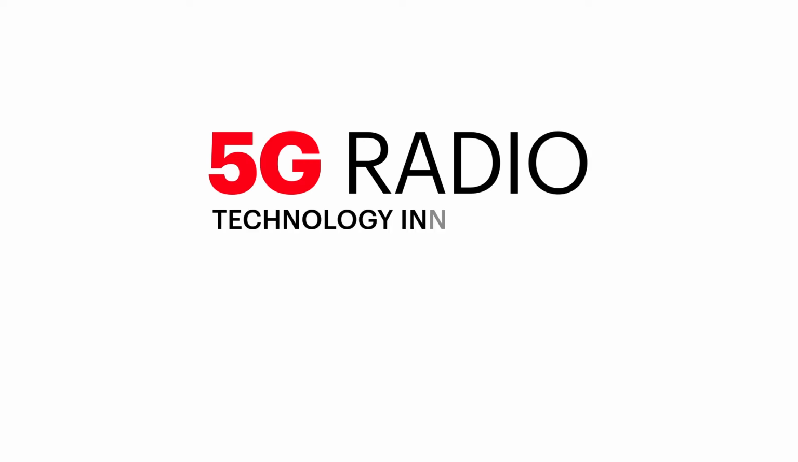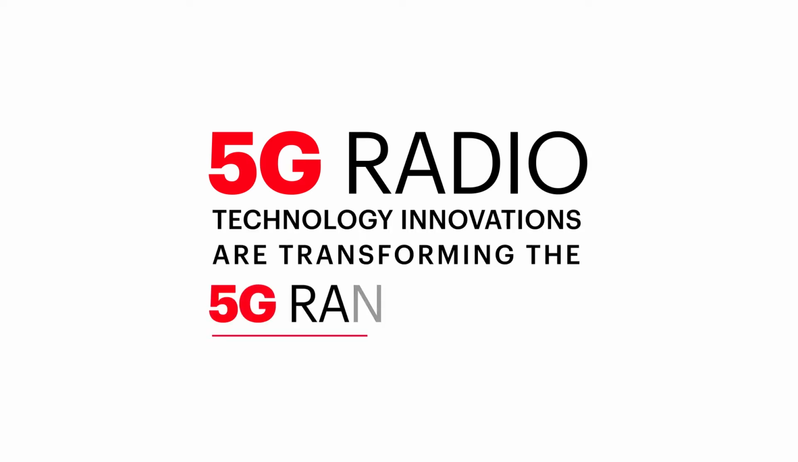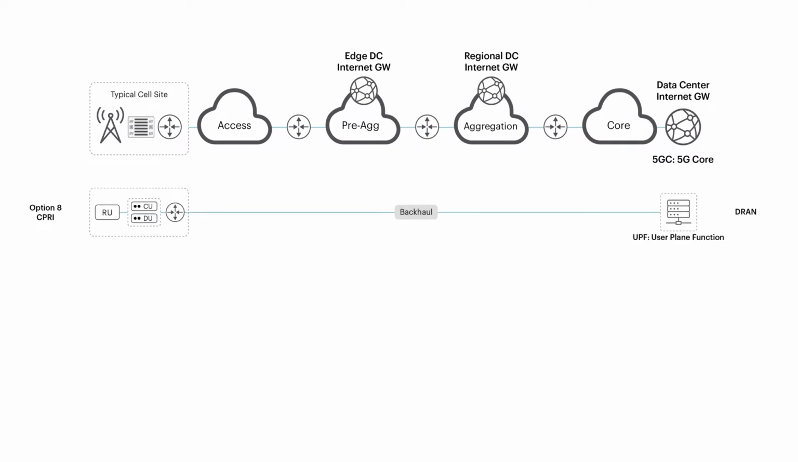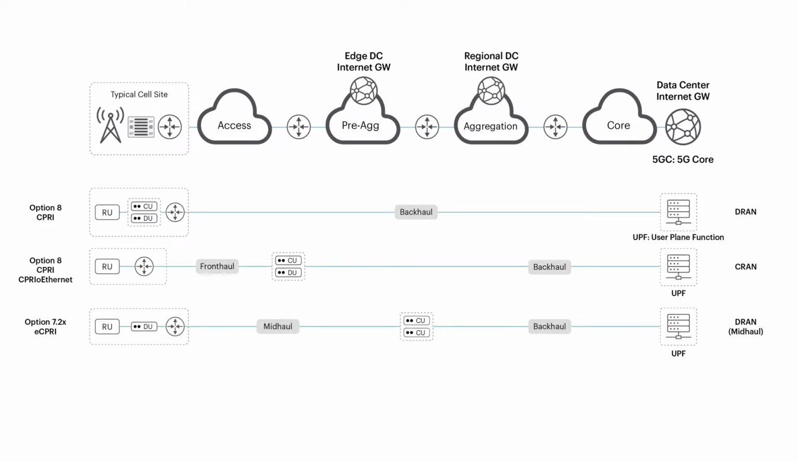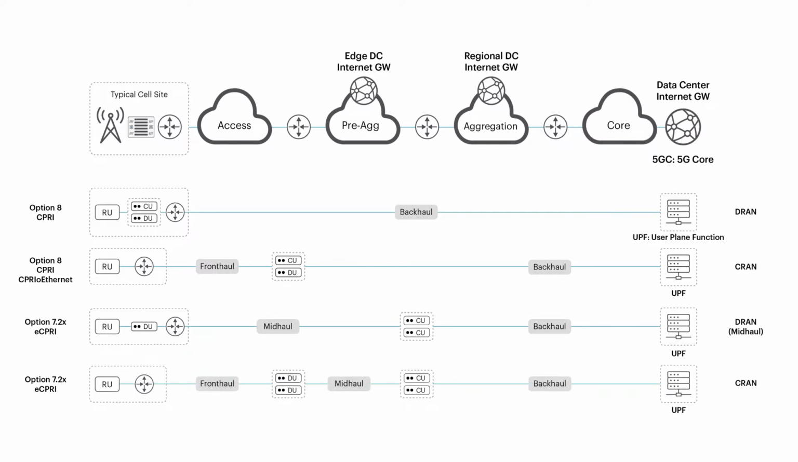5G radio technology innovations are transforming the 5G RAN transport architecture. The network that connects the radio unit and the distributed unit is called the fronthaul network. Open RAN defined the open 7.2x eCPRI interface to allow network operators to choose the DU and RU from different vendors and connect them over the open fronthaul transport.